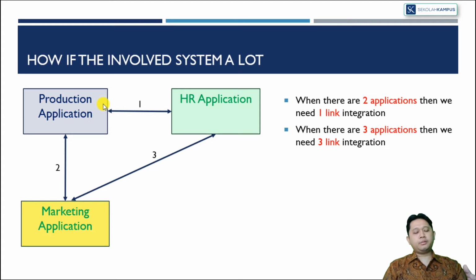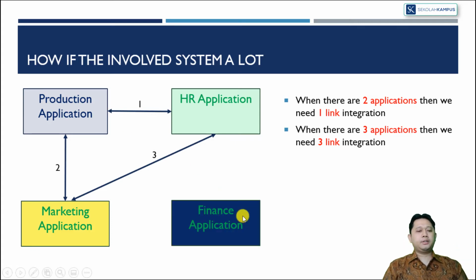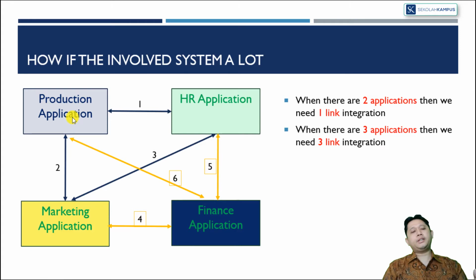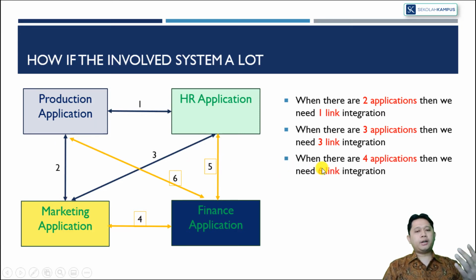If you have a question, what about if there are four applications? For example, there is another application, say finance. At the first stage, the finance application wants to integrate with the marketing application, so we create the link integration. In the next stage, they need to integrate finance with HR, so this is the link between HR and finance. Also in the final stage, they want to communicate between finance and production. As we can see, right now we have four applications and all of them are integrated. So when there are four applications, we need six link integrations.